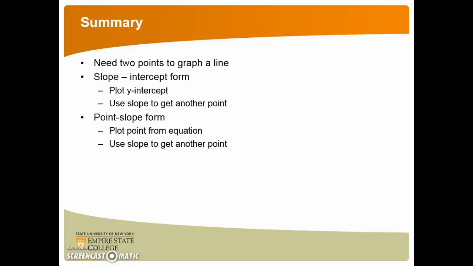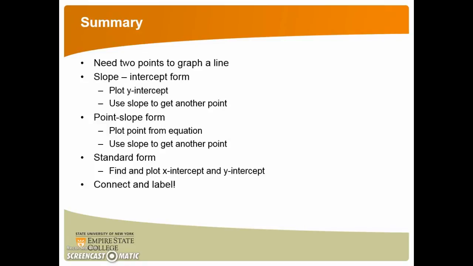If we have the point-slope form, we need to determine exactly what point we are given. We then use the slope to find the second point. If our equation is given in standard form, we find the x-intercept by ignoring the y term and dividing. We find the y-intercept by ignoring the x term and dividing. Once we have the 2 points, we can connect the dots and label our graph.